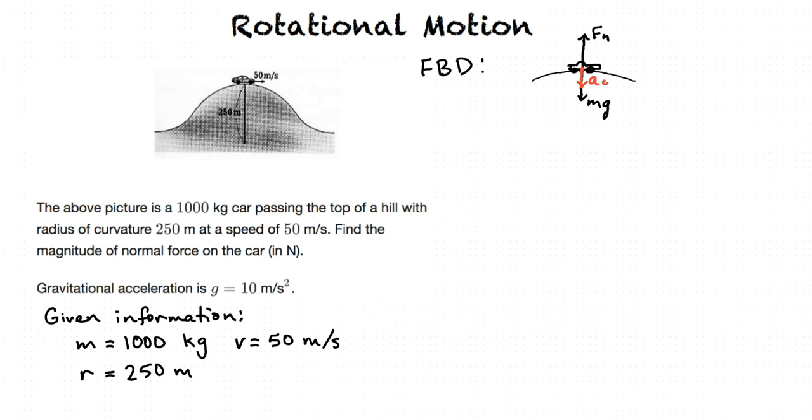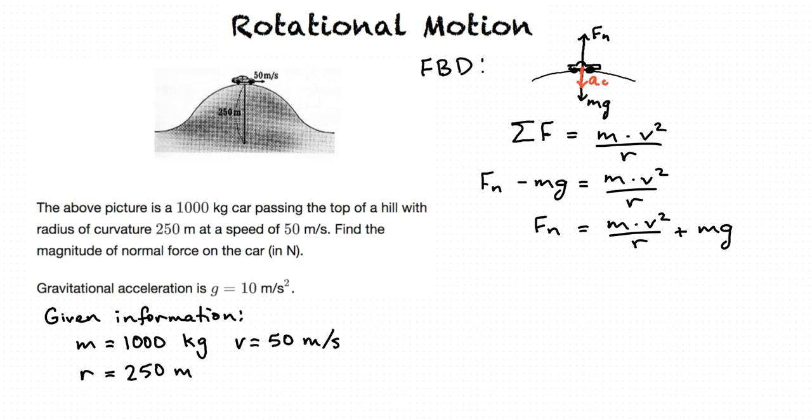There are only forces in the vertical or y direction, so we have the equation sum of forces equals m times v squared over r. We will now substitute in our sum of forces. Fn minus mg equals m times v squared over r. We add mg to both sides to find Fn equals m times v squared over r plus mg. We can factor the m out on the right side to simplify this to Fn equals m times the quantity of v squared over r plus g.